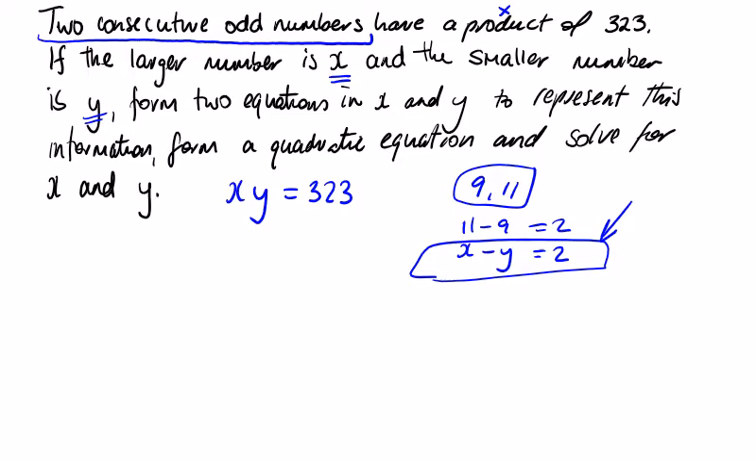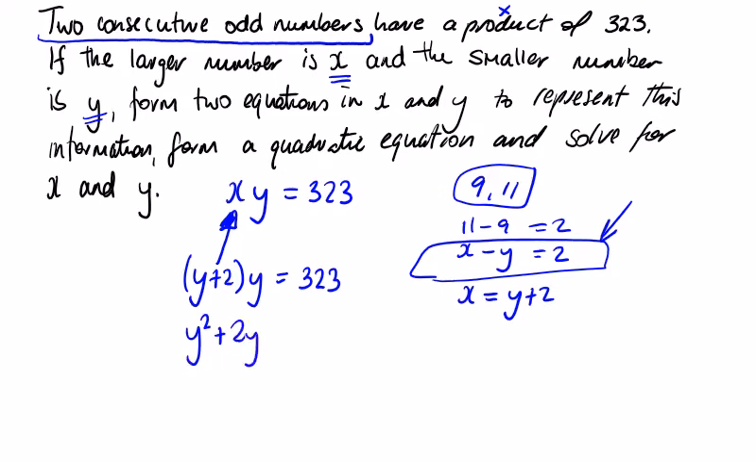and form your quadratic. So now, if I can replace x or y, well, I'm going to say x is equal to y plus 2. So now I'm going to replace this x with y plus 2, and now I have an equation with just one unknown. And we have an equation with one unknown, we only need one equation to solve it. y squared plus 2y. Bring the 323 across. Minus 323 is equal to 0. Now we just have to factorize it with two consecutive odd numbers.